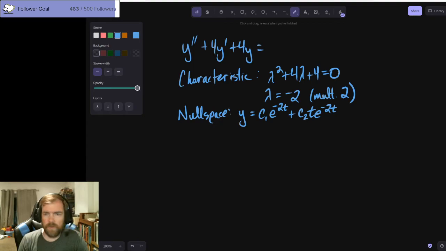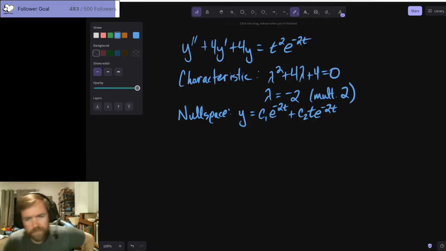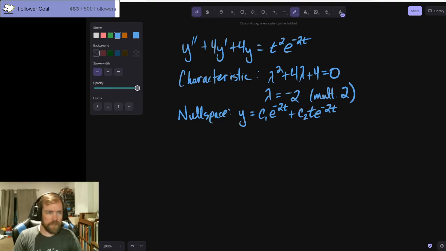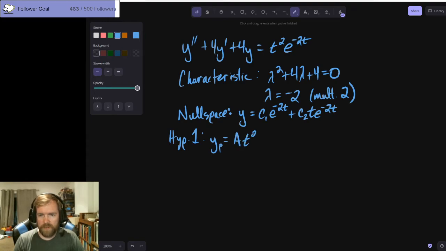And I wanted to know what was going to happen if we get a t squared e to the negative 2t for the inhomogeneous portion. So one of two things is going to happen, and I'm not exactly sure which because it's been a really long time since I've done this. Okay, so hypothesis 1, y particular is going to need to be some form of a t squared e to the negative 2t.